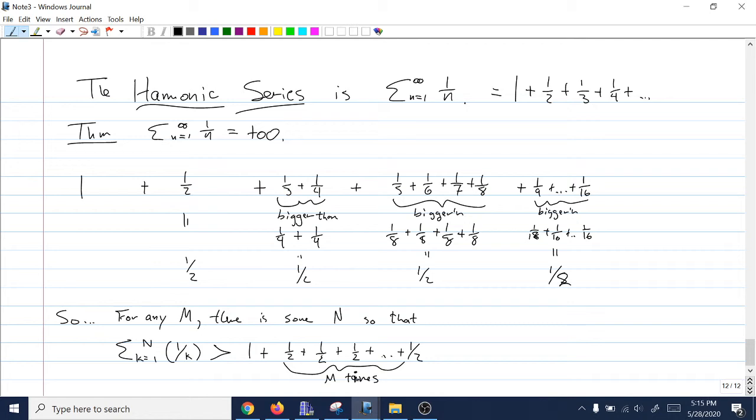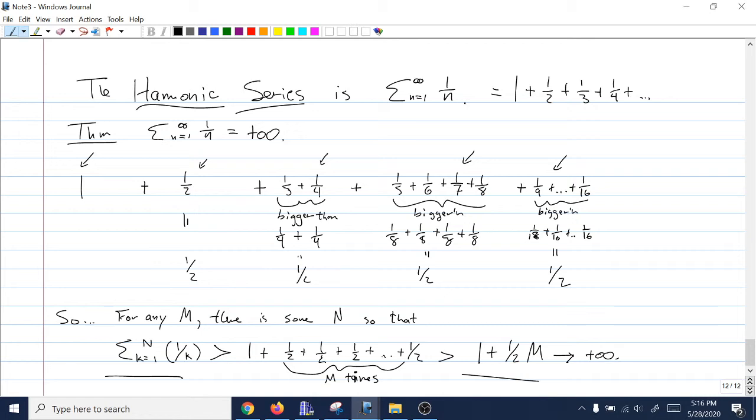No matter how many 1/2s you want, you can take enough terms of the harmonic series, and you'll probably need a lot. The number of terms you need is doubling at every step. So this is 1 term, 2 terms, 4 terms, 8 terms. If you want m of them, you'll need 1 plus 2 plus 4 plus dot dot dot plus 2 to the m, plus 1 more for the first term that doesn't fit the pattern that we ignore. The sum is bigger than 1 plus a half of m, which goes to plus infinity. The series can't converge if it's bigger than something that goes to infinity, and it's positive.